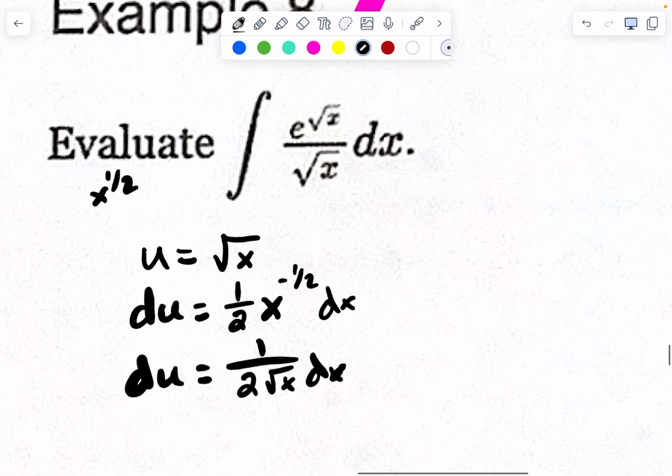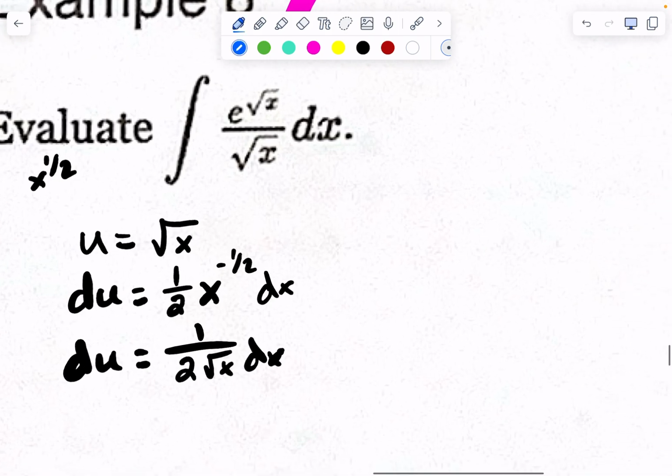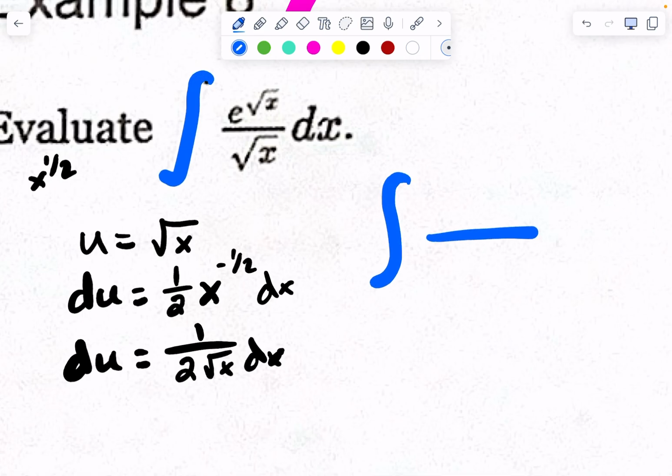Okay, so here's the deal. Should we start to substitute? Let's start to substitute. I've got my integral symbol, e to the u over u. But hold on, I don't want to go over u. e to the u, u minus 1.